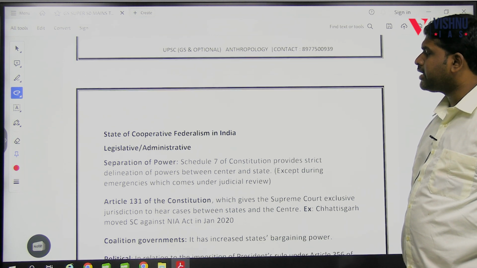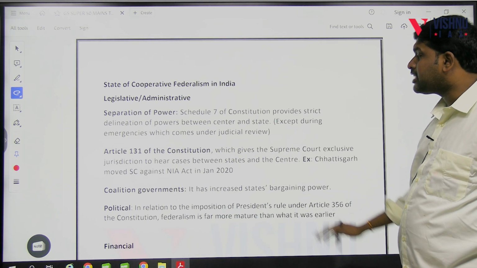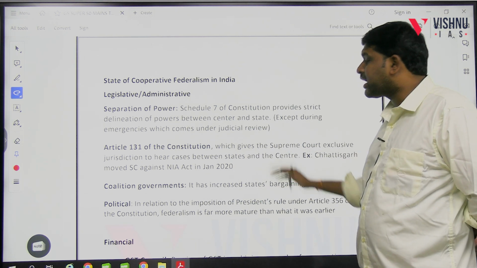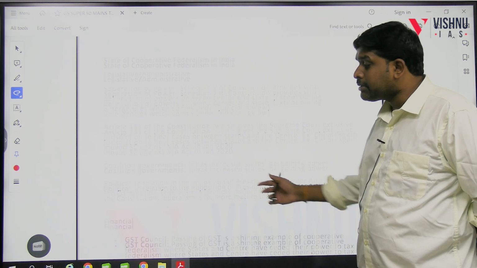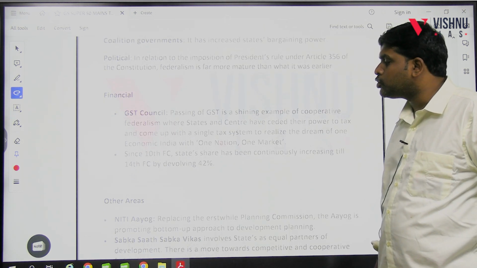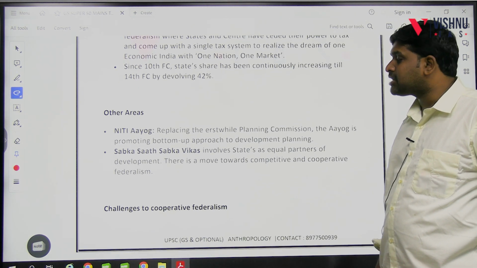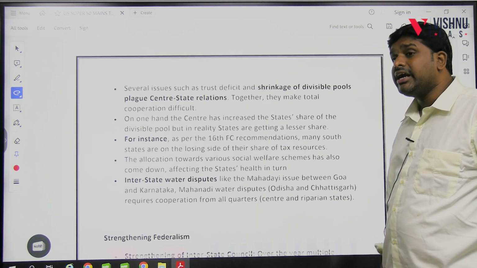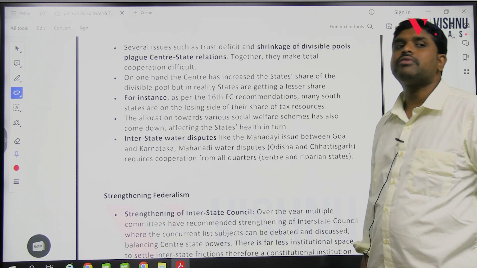Cooperative federalism in India: we have separation of powers, Article 131 of the Constitution, whereby the Supreme Court has exclusive jurisdiction to hear cases between the center and the states, sometimes coalition governments, GST Council, revenue share, Niti Aayog, Sabka Saath, Sabka Vikas. But there are challenges, center-state relation challenges are there. Interstate river water disputes are also one of the factors.